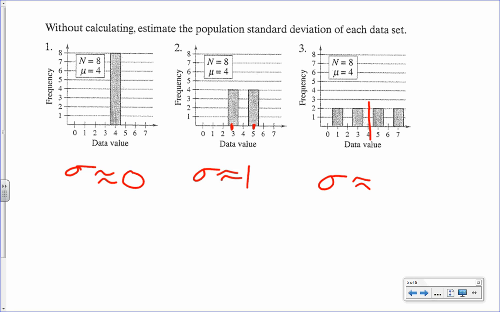So you're saying 1, 2, 1, 2. Yeah, somewhere around 2. Seems like a pretty good one. It's probably a little bit more than 2 when you actually do the calculation, but it's pretty close. I like those. Questions so far on standard deviation? Yes?